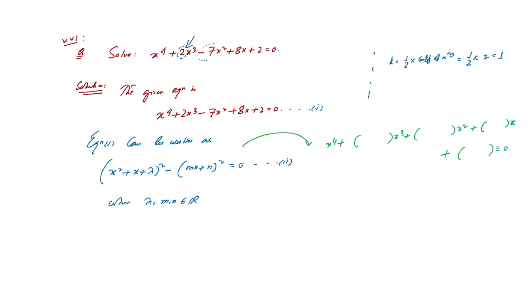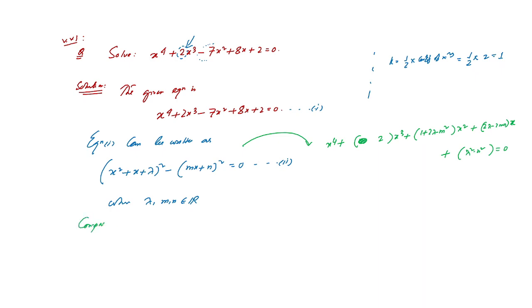Okay. Now this will be x to the power 4, and that will be 1 plus 2 lambda, the coefficient of x cube will remain the same. So that will be 2x cube, and the x square coefficient will be 1 plus 2 lambda minus m square, and the coefficient of x will be 2 lambda minus 2mn, and the constant term will be lambda square minus n square. Just compare and put.